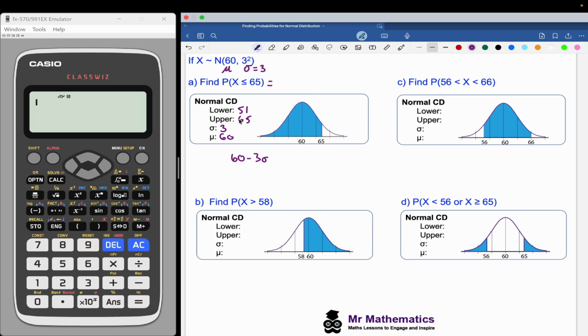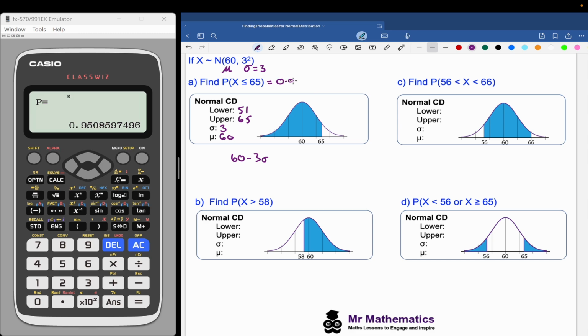So now I'm going to show you how to enter this into our calculators. If we press menu, we want 7 for distribution. We want the normal CD. CD stands for cumulative distribution. Lower, we know is 51. The upper is 65. The standard deviation is 3. And mu, the average, is 60. And you can see then the probability of being less than or equal to 65 is equal to 0.9509 to 4 decimal places.